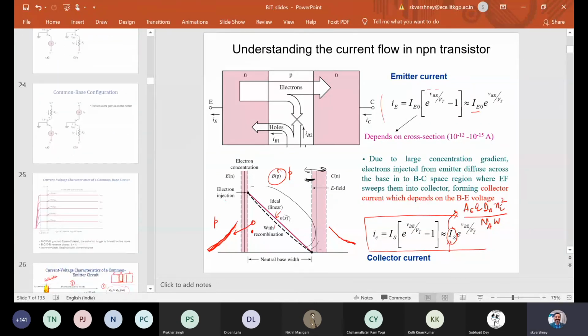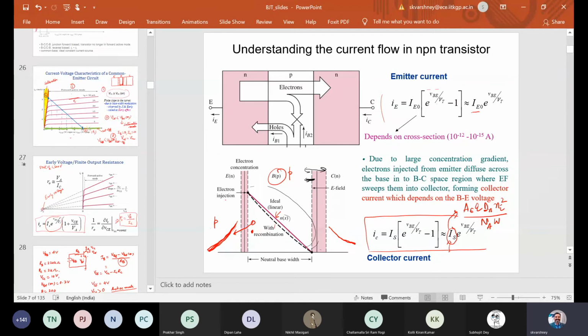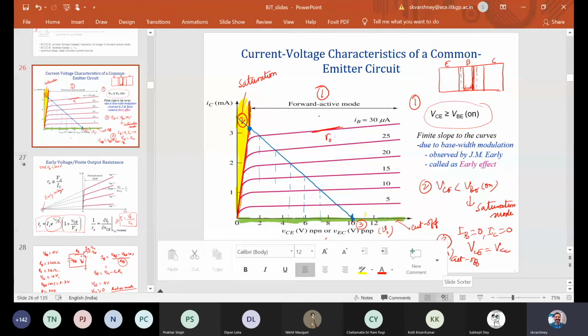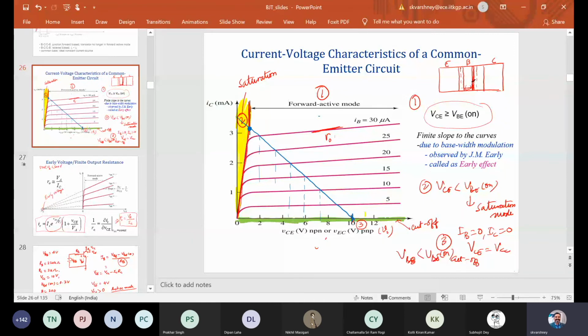I think I have also explained this before as well. So what it means, if I'm changing the voltage, let's say this was still the VCC. If I'm changing the voltage from here, what is going to happen is that this depletion region width is increasing. So effectively the neutral base width is decreasing, and that gives a finite slope in the output characteristics, IC and VC.